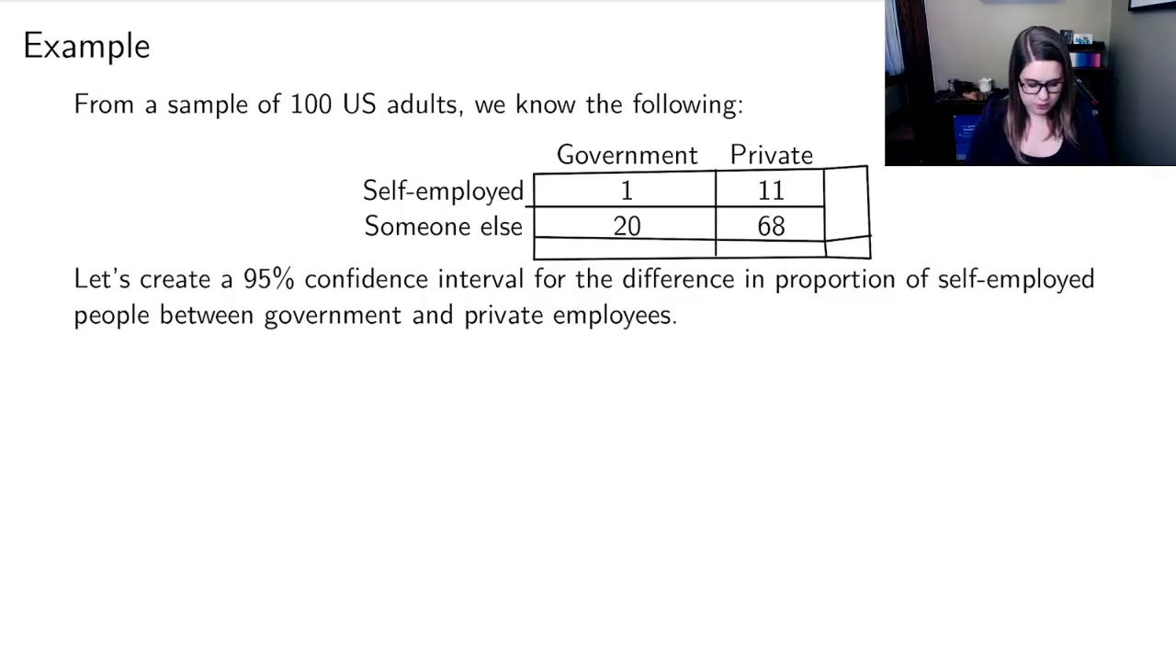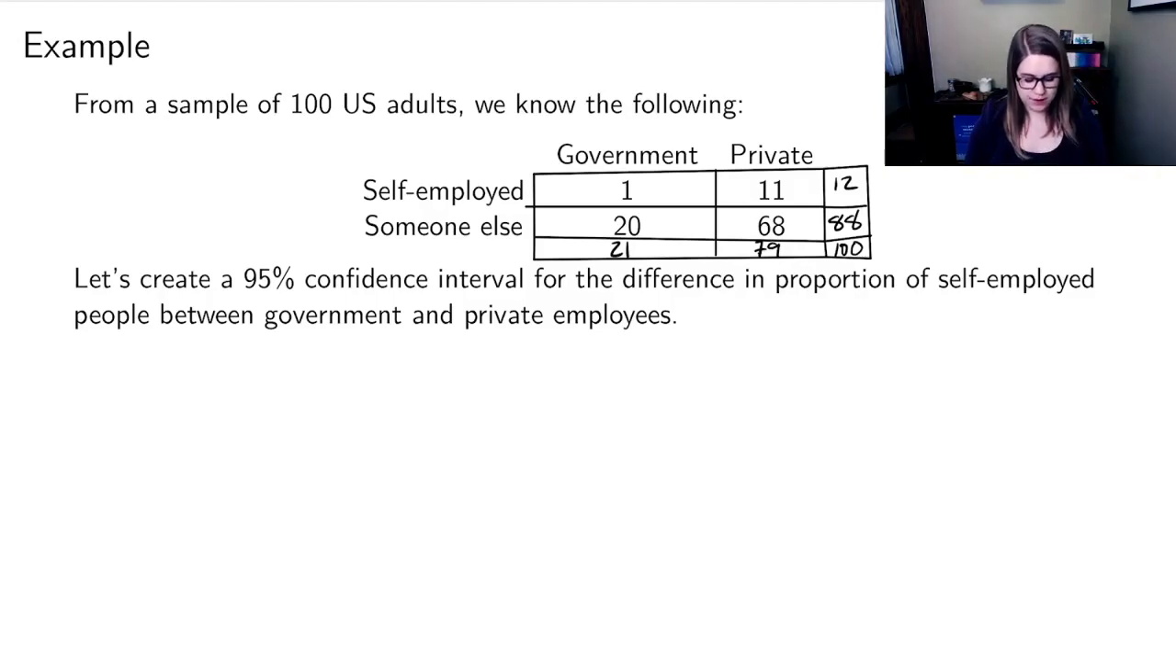So 1 plus 20 is 21, and 11 plus 68 is 79. Then 1 plus 11 is 12, and 20 plus 68 is 88. And then I'll add down 12 plus 88, that's 100, and then 21 plus 79, just to check my work, that also turns out to be 100. So hopefully I did all my arithmetic correctly.